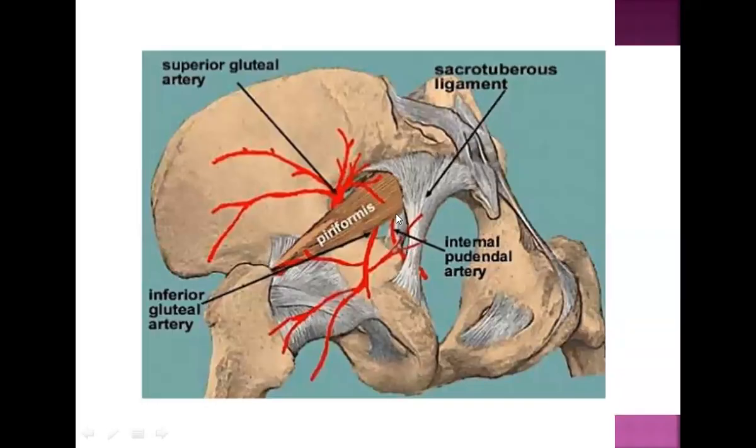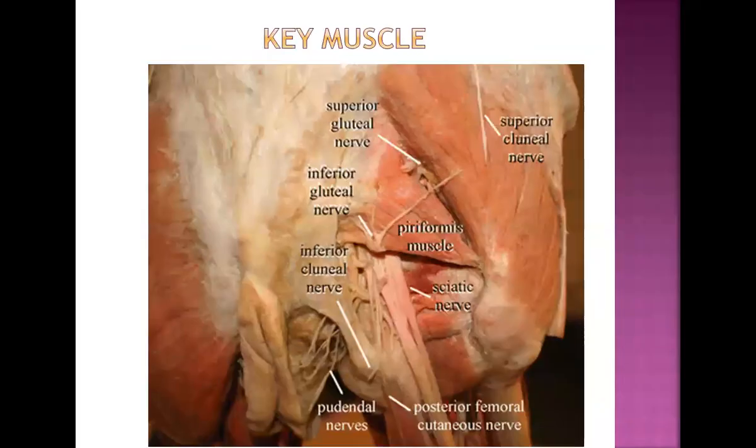So this is just to show you how the internal pudendal artery is curving over the ischial spine. This is also a frequently asked question: what are the structures related to the ischial spine in the gluteal region, and how do these structures travel from the pelvic cavity to the gluteal region? Please remember the names of these three structures.